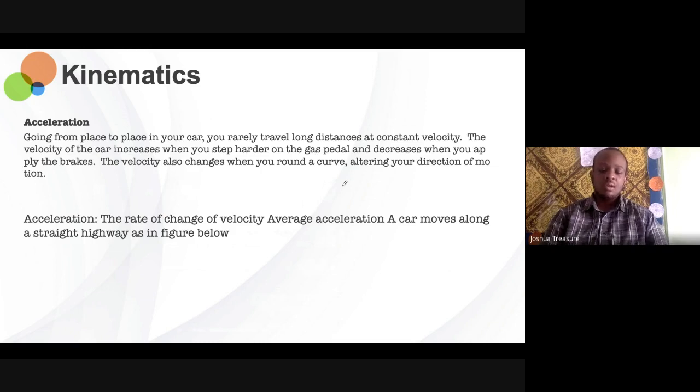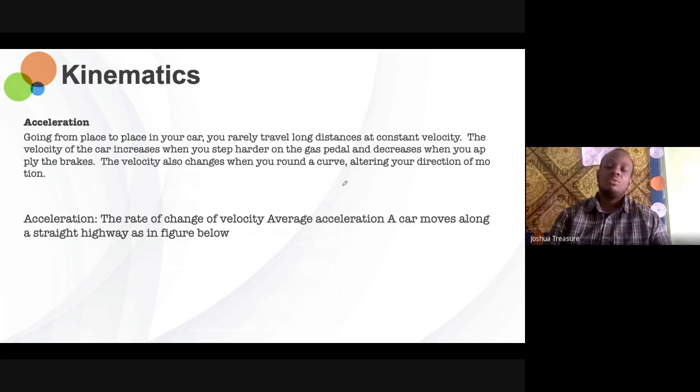So, acceleration. Going from place to place in your car, you rarely travel long distances at constant velocity. The velocity of the car increases when you step harder on the gas pedal and decreases when you apply the brakes. Velocity also changes when you round a curve and alter your direction of motion, which we saw earlier. As a result, we can say that acceleration is the rate of change of velocity.